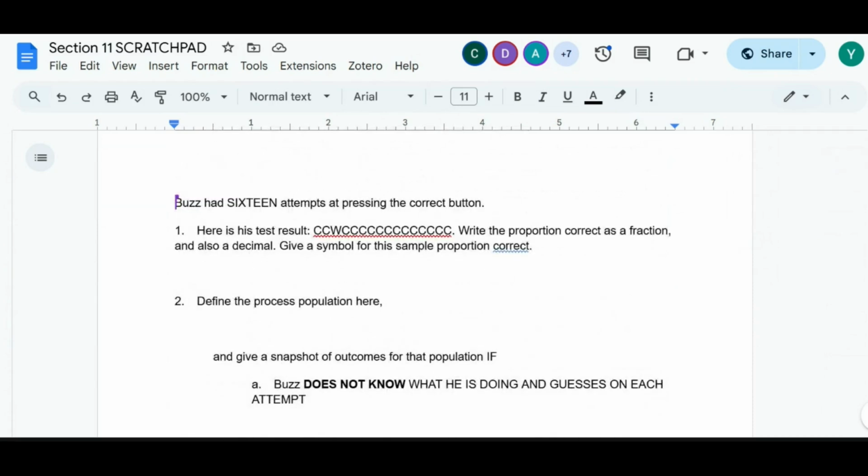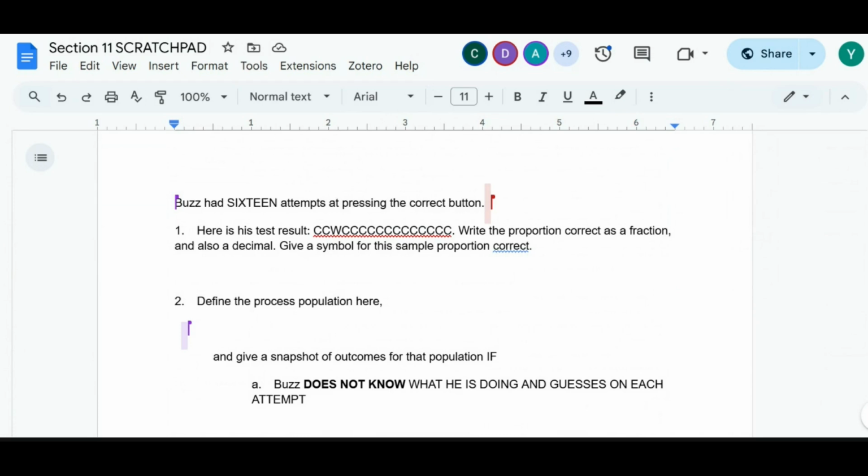Okay, so Buzz had 16 attempts at pressing the correct button. Here is his test result. Now I made this up. We actually know he got 15 correct. I just put the wrong one at attempt number 3. That's not so important, but there's one wrong attempt. Correct, correct, wrong, correct, correct, correct. Write this proportion correct as a fraction and also a decimal and give me the symbol.